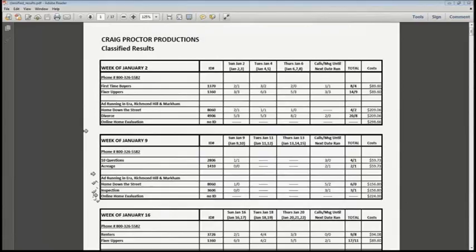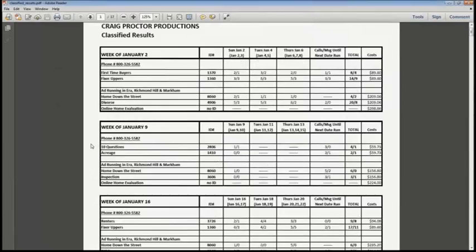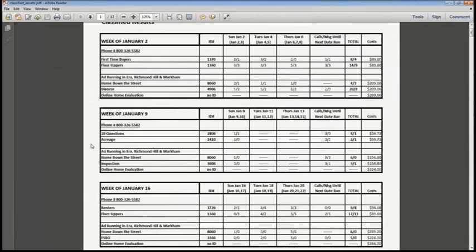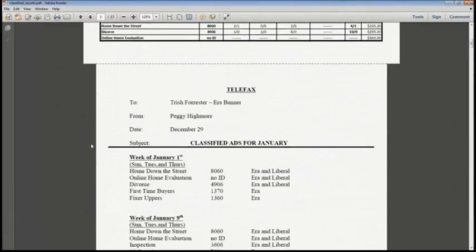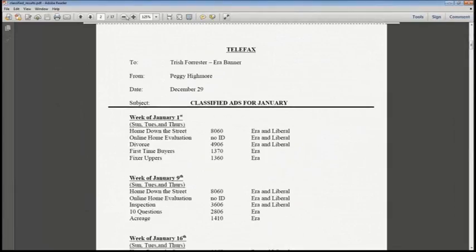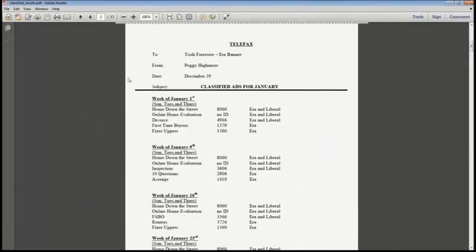Now notice that the bottom 3 ads ran in all 3 newspapers. The Home Down the Street campaign and the online home evaluation campaign ran every single week in all 3 publications. I did rotate the 3rd ad. So January the 2nd, I've got divorce in there. Then I've got inspection. But I created a rotation. I knew exactly what to run and where to run them. But I only ran 5 classified ads a week.